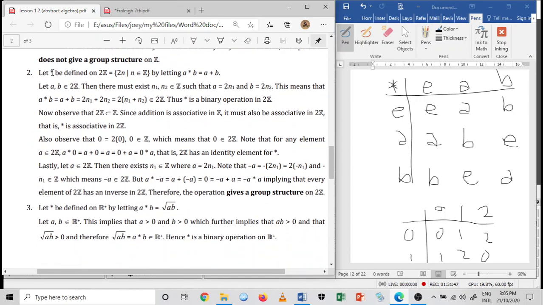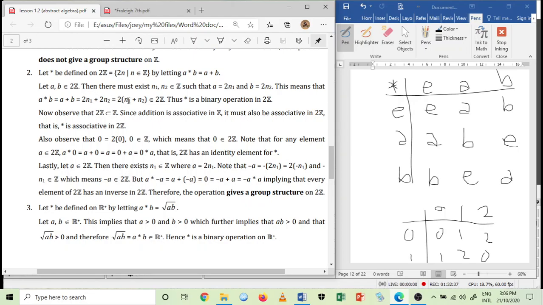Second, let asterisk be defined on the set of even integers, meaning these are integers of the form 2n, where n is an integer, meaning the elements of this set are multiples of 2. Now we define addition. Okay, so this is just ordinary addition on the set of even integers. So if a and b are even integers, elements of 2Z, we can find integers n sub 1 and n sub 2, so that a is equal to 2n sub 1 and b is equal to 2n sub 2. So if we add the two, a operation b will just be a plus b, or by substitution 2n sub 1 plus 2n sub 2.